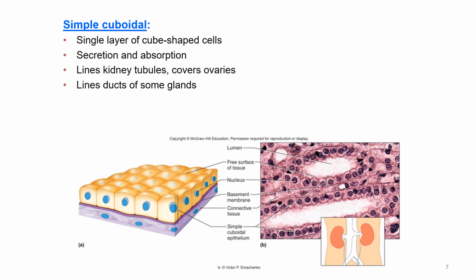Simple cuboidal tissue. This one is made up of just a single layer of cube-shaped cells. We find this tissue making up our kidney ducts. Kidney ducts is where urine is produced. And so the function for this is secretion and absorption.